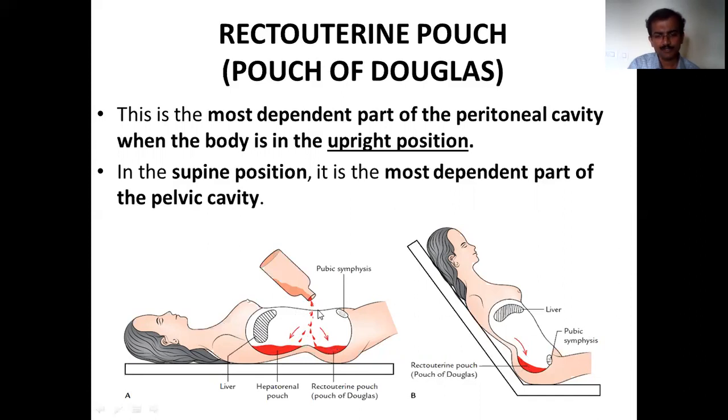Whereas in supine position, the most dependent part you can see here is the hepatorenal pouch. That is in the abdominal cavity. Whereas in the pelvic cavity, the most dependent part is the pouch of Douglas in the supine position. Please remember that. This is important for your MCQ.